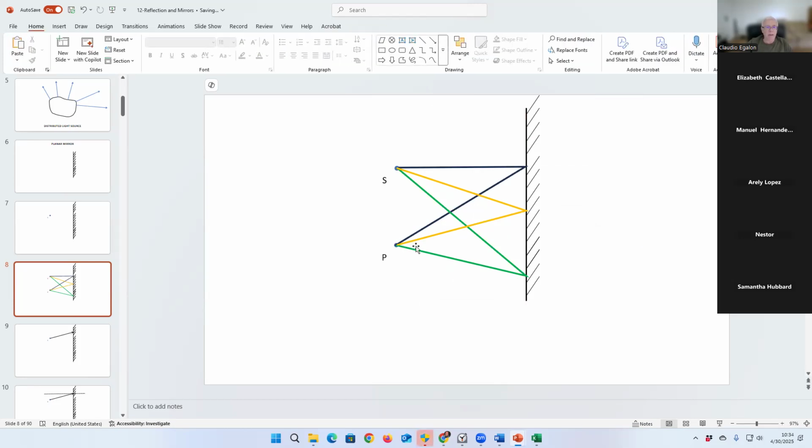Is it going to be this one? Is it going to be this one? Is it going to be this one? Or any other possible one?